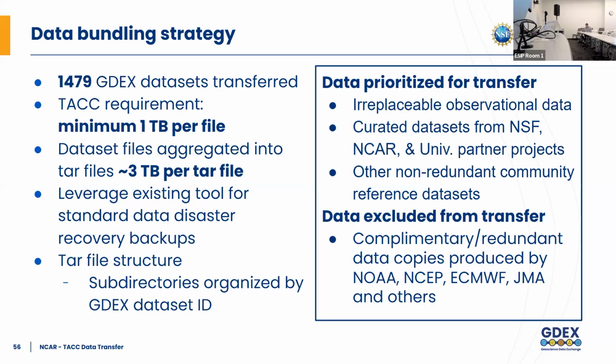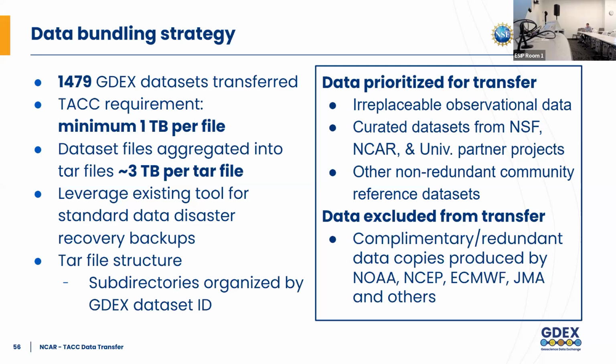On the right is just a description of what data sets we prioritized for transfers, or which ones we identified to be included in the transfer. These were the data sets that had irreplaceable observational data. So we have a lot of historical observational data sets in the archive, and also any curated data sets in GDEX that are from NSF, NCAR, and university partner projects. And there's also quite a few other non-redundant community reference data sets as well.